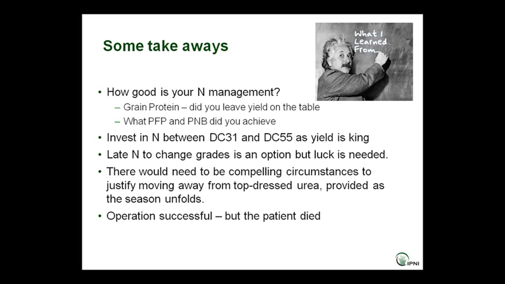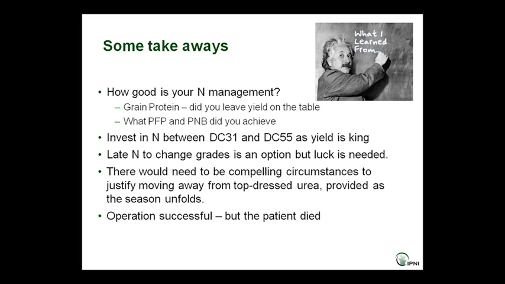First thing to think about is review where you are. How good was your end management? Think about the grain protein. How much yield did you leave on the table? If your grain protein's 8, you've left yield behind. What sort of partial factor productivity, how much grain for nitrogen and how much nitrogen for nitrogen did you get?